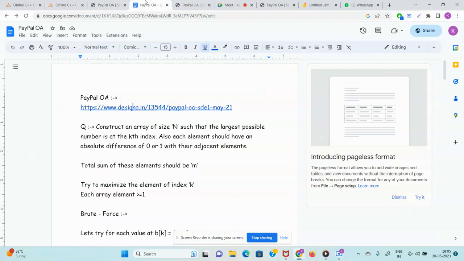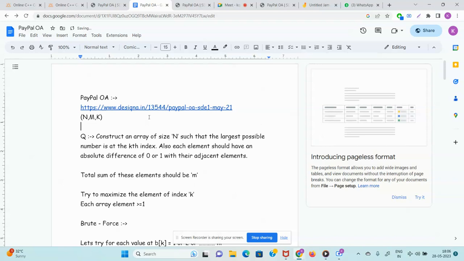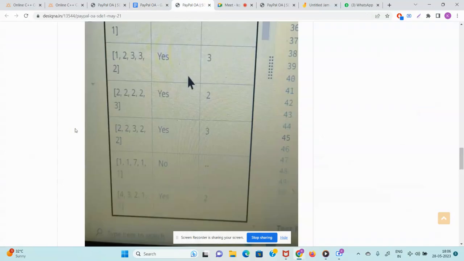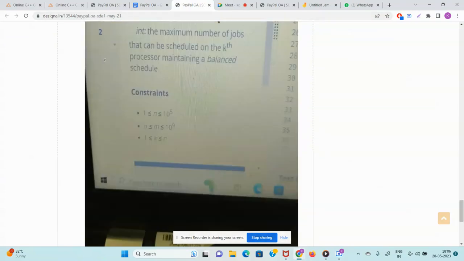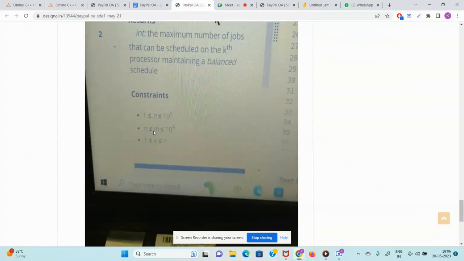What they are trying to say is that you are given three elements. Those are n, m, and k. Okay, and what is the constraint for n? N can be as large as 10 raised to 5. See, it is given here. M will always be greater than or equal to n, and it will be less than or equal to 10 raised to 9. And k will always be between 1 and n.